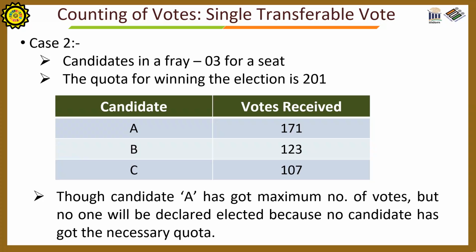Let's understand this with an example. Candidates in a fray are 3. The quota for winning the election is 201. Candidate A got 171 votes, B 123 votes, C 107 votes. Though candidate A has got the maximum number of votes, no one will be declared elected because no candidate has got the necessary quota.